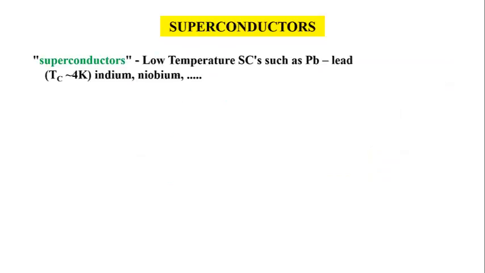Okay, so what about superconductors? These are also conductors, and they're super. There's two categories, and one is the first ones that were discovered, these low-temperature superconductors. And it turns out that several metals have this property: lead, indium, and niobium. And the critical temperature, where if you go below this, they become superconductors, is typically around 4K.